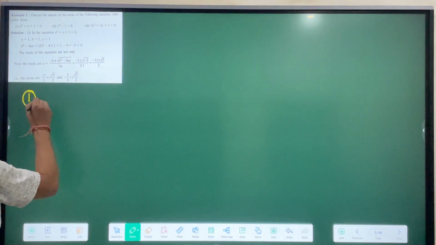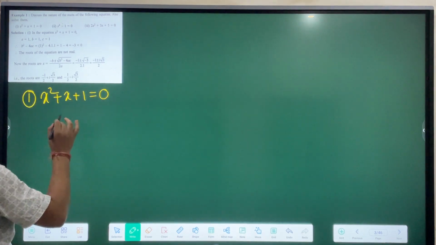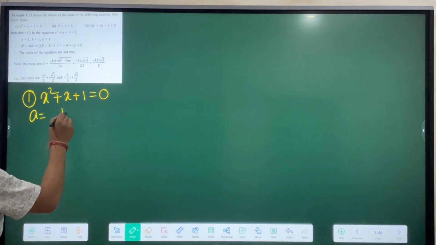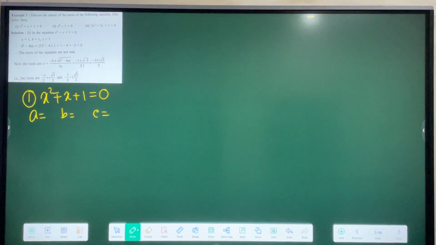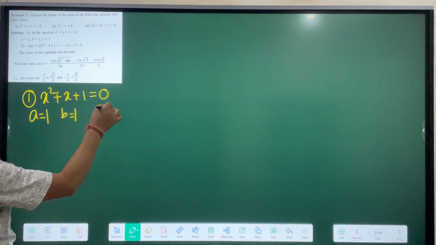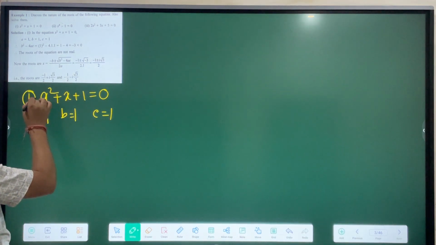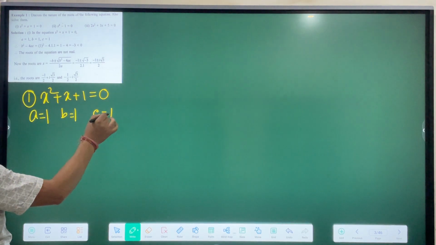So number 1, there is x square plus x plus 1 equals to 0. First of all, we have to make sure what is a, what is b, and what is c. Then only you can apply b square minus 4ac. A is here 1, b also 1, c also 1. With x square, coefficient is 1. Coefficient of x is 1. Constant term is also 1.